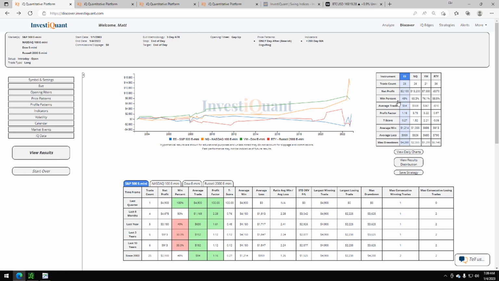Win rate on this one is coming in very neutral for the S&P, just 48% here. The NASDAQ's a bit stronger at 65% of them closing above the opening print. The Dow's the strongest of the group, 76%. And then the Russell is coming in at 56%.